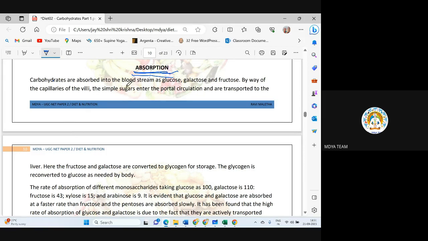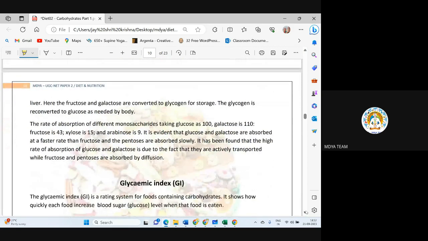Carbohydrates are absorbed into the bloodstream as glucose, galactose, and fructose. All the carbohydrate which our body has digested into glucose, galactose, and fructose gets absorbed into our bloodstream with the help of the villi of the small intestine. Our small intestine has villi, finger-like projections, to increase the surface area for absorption. With the help of these villi, the monosaccharides present in our digestive tract go to our bloodstream, and this process is known as absorption.